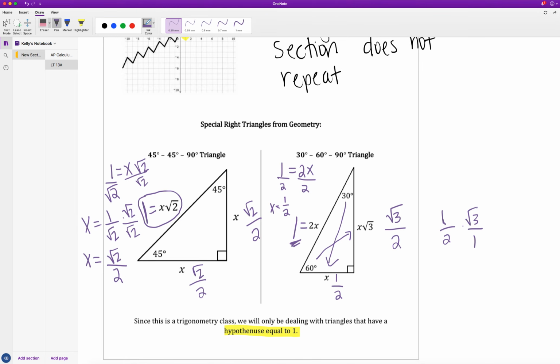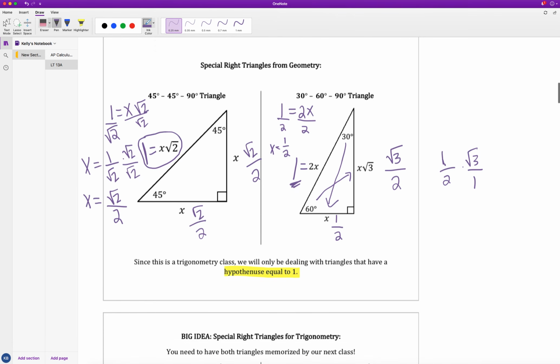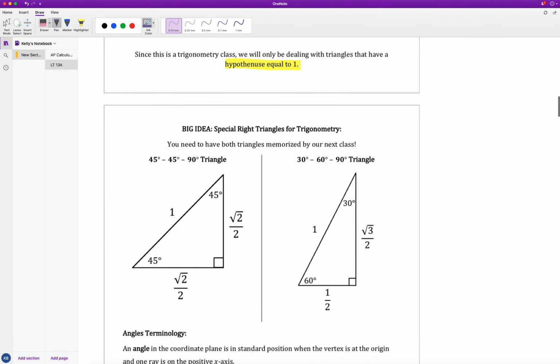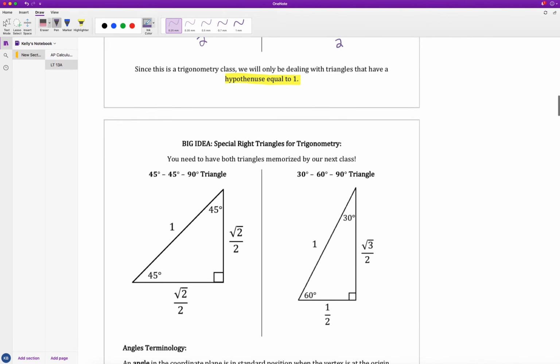These are going to be the triangles that we are much more interested in for trigonometry, and that are going to be more helpful because the hypotenuse is going to be 1, and we're going to need that as we move forward. So down below here, that's kind of our big idea, and I've rewritten them so that you have them as a cleaner version. You've got to make sure that we have both of these triangles memorized come our next class.